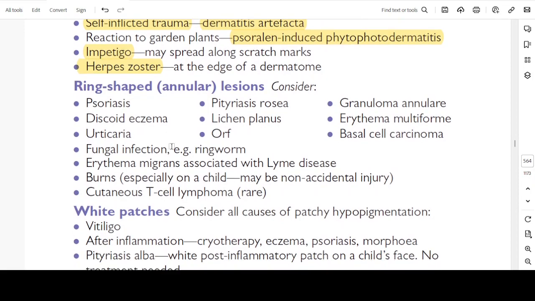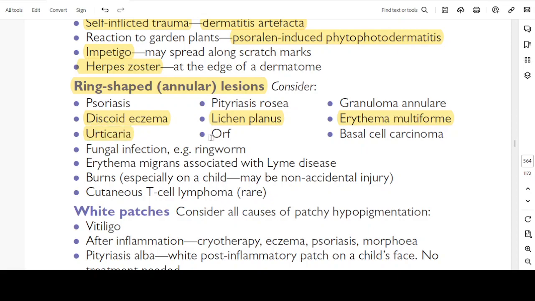Ring-shaped annular lesions. Whenever you see a ring-shaped lesion, you consider psoriasis. Pityriasis rosea is also ring-shaped. Granuloma annulare: ring-shaped lesions, usually on the dorsum of the hands. Discoid eczema, again a ring-shaped ulcerated lesion. Lichen planus, again ring-shaped. Erythema multiforme, target-shaped.